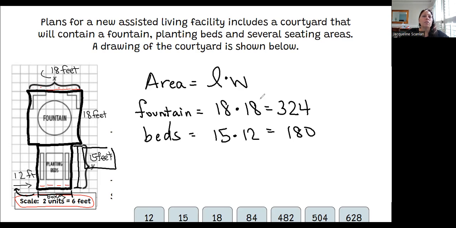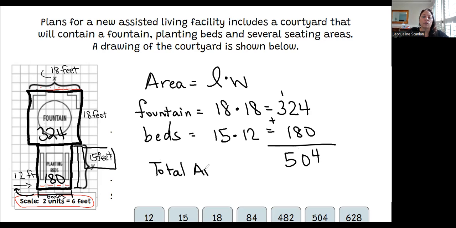So the last thing for me to do is to take those two areas and to add them together, because the area of the fountain, which is right here, is 324, and the area of the planting beds is 180 feet. And so to get the total area combined, I'm going to add these two together. All right, so 4 plus 0 is 4, 8 plus 2 is 10, 3 plus 1 plus 1 is 5. Okay, so the total area for that courtyard is 504 square feet. And we call those square feet because we're counting squares or boxes. And I would put a little square here, right?